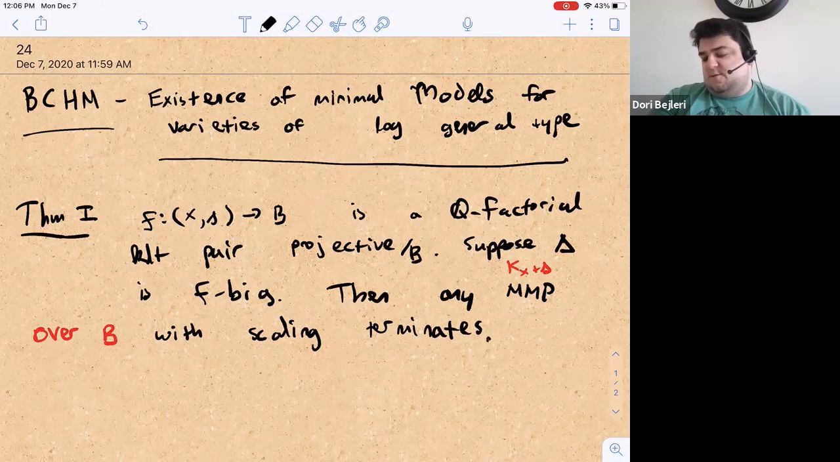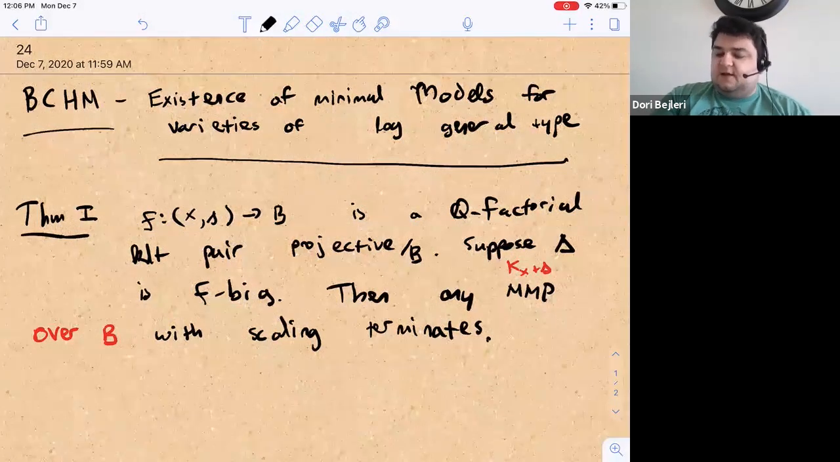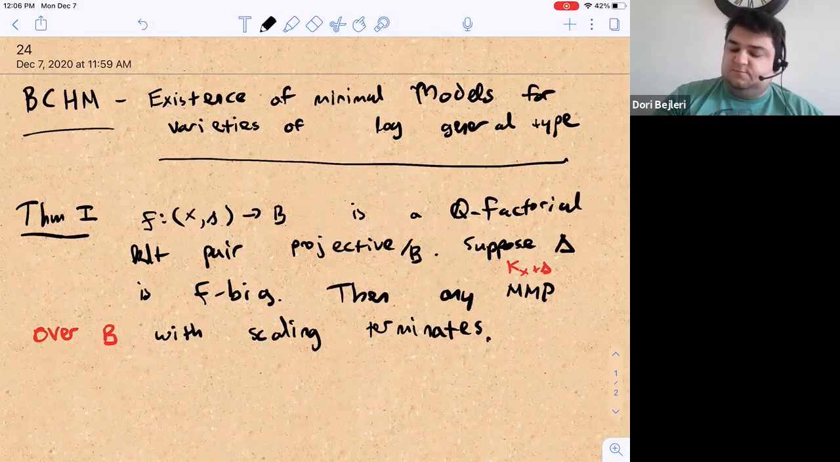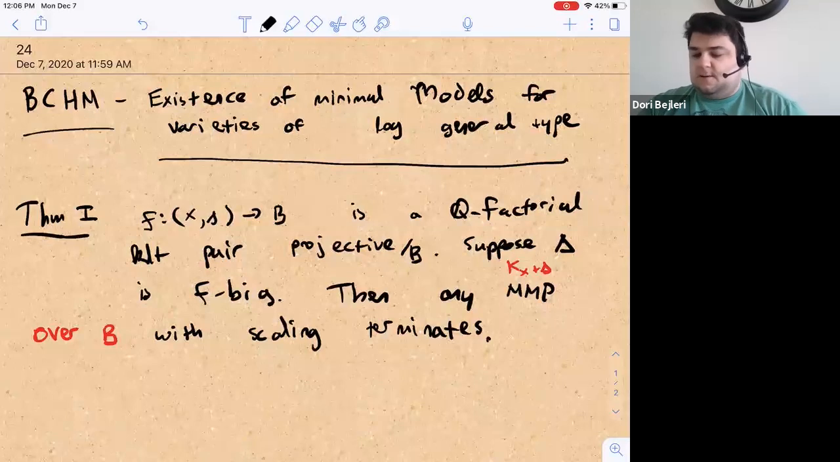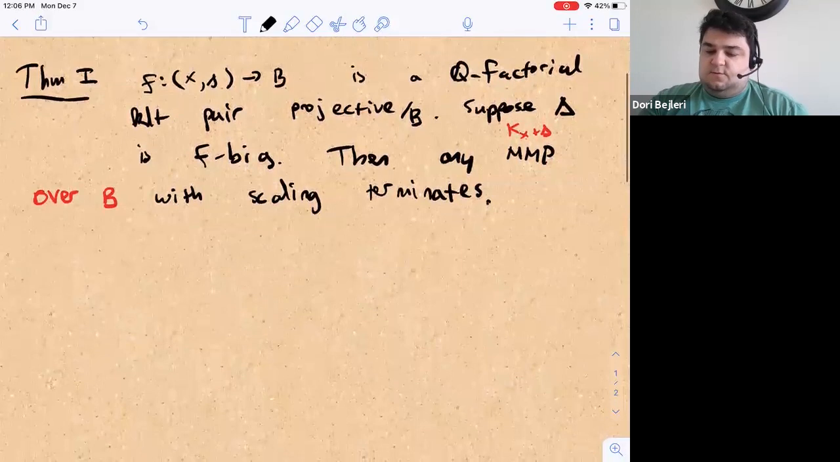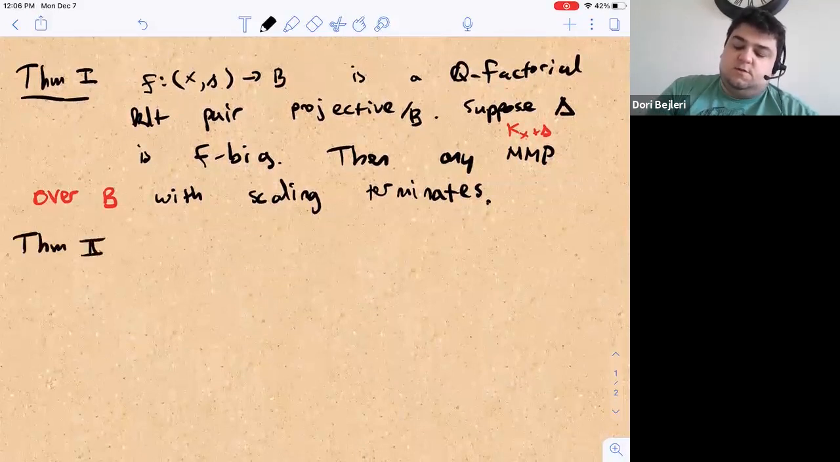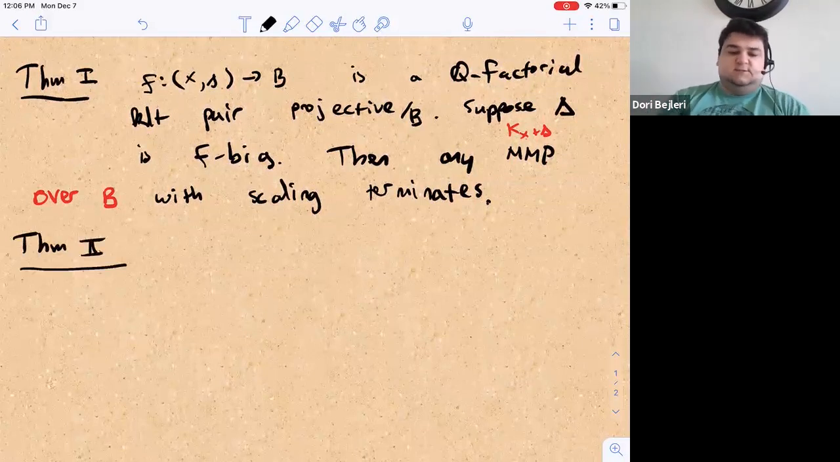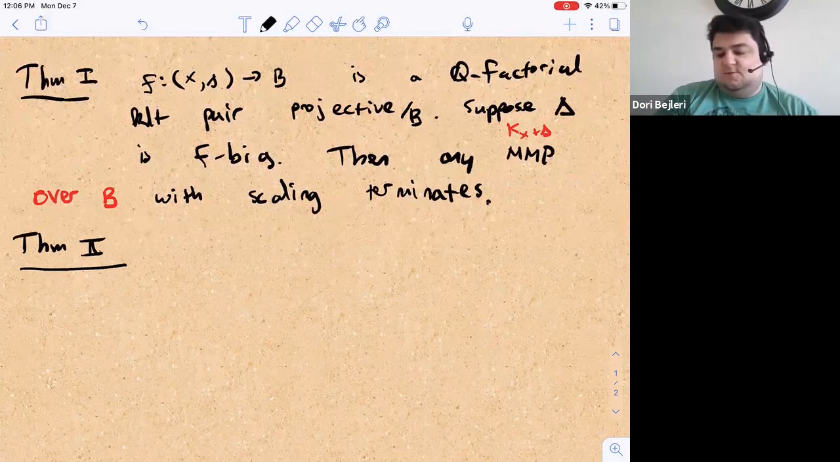So that's their main theorem, and the kind of amazing observation was that assuming that Δ was big gives you a lot of tools to show that MMP with scaling terminates, when without this assumption we still have no idea. And then we sketched their argument for how theorem 1 implies this theorem 2, which is really the one that maybe most algebraic geometers at large will actually apply.